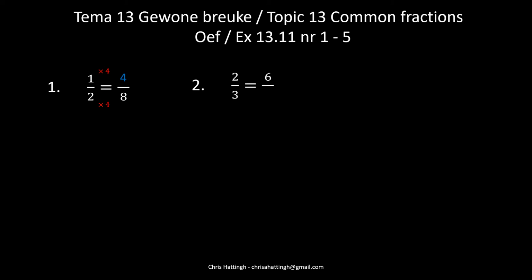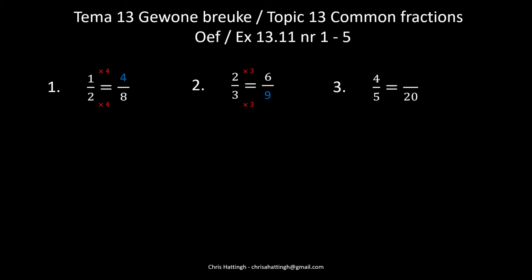Number 2, you're looking at the 2 and the 6. You multiply the 2 by 3 to get 6. So the bottom you're going to multiply with 3 as well. So 3 times 3 will be 9. So the equivalent fraction to 2 over 3 will be 6 over 9.